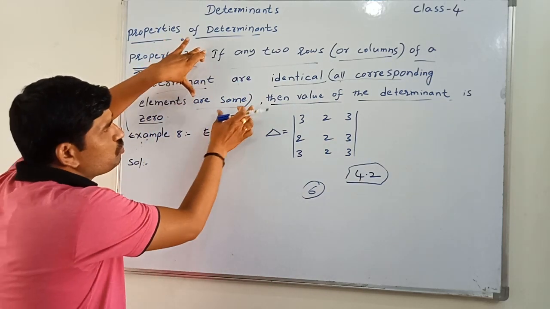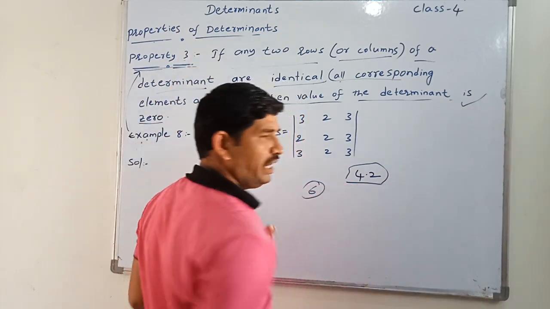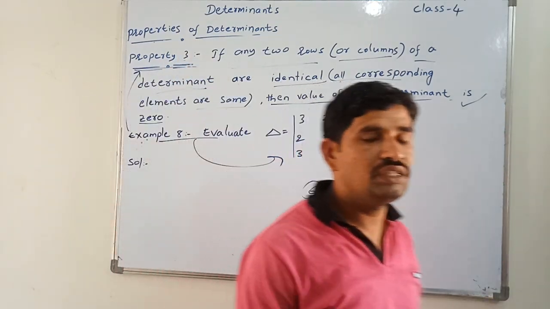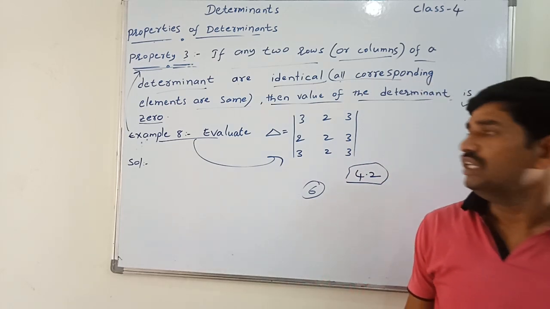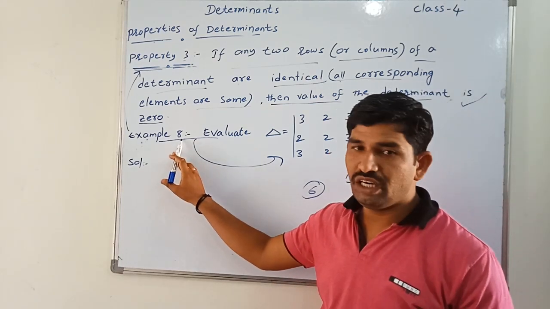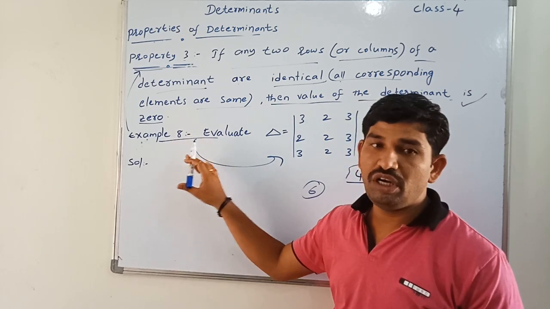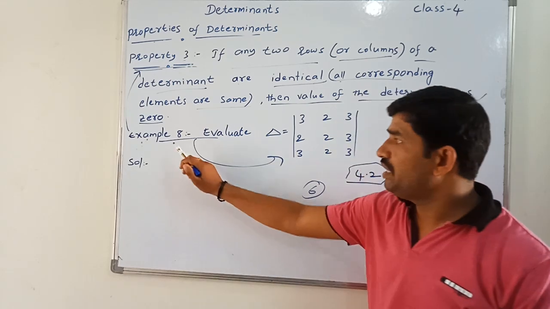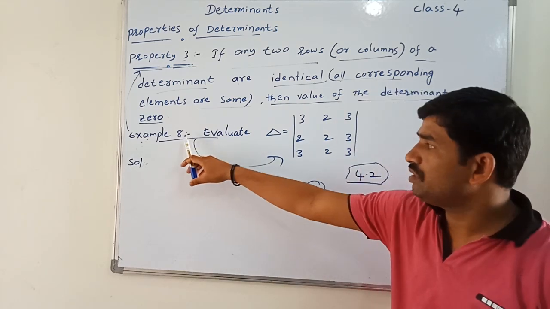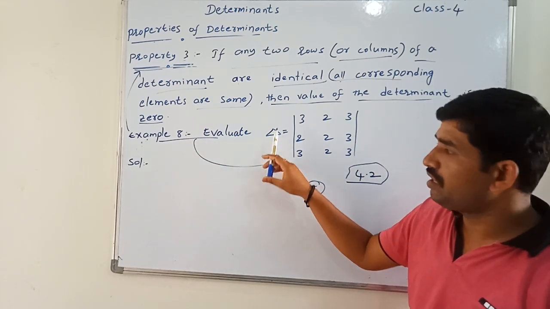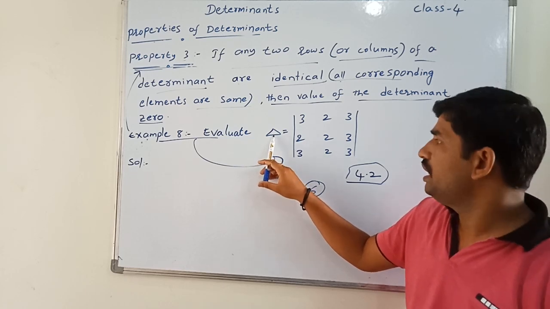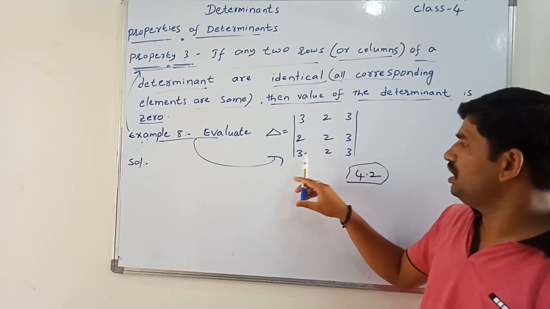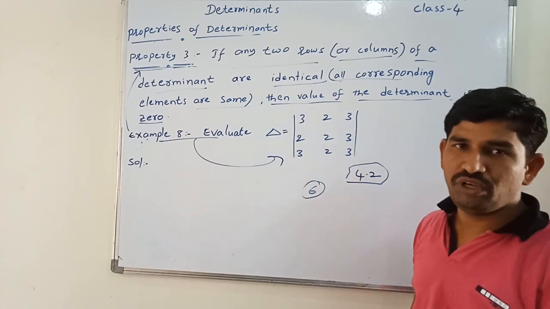If you are not able to understand this explanation, definitely I will take an example to show the result of property number 3. By observing example 8, definitely you will understand property number 3. So we are taking example 8 here. What does example 8 have? Evaluate the determinant, delta is equal to the determinant of 3 2 3, 2 2 3, 3 2 3. This is example 8.